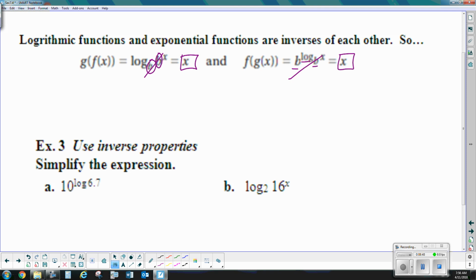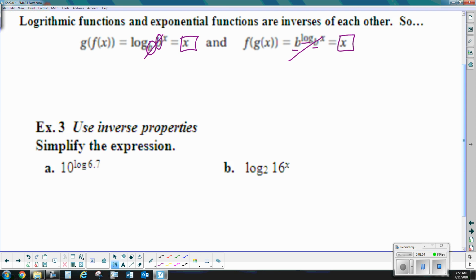So we're going to use these inverse properties to simplify these expressions. So here, 10 to the power of log of 6.7. Anytime you just see log without a base, that indicates that it's base 10. So 10 to the power of log base 10 of 6.7 is just this 6.7.